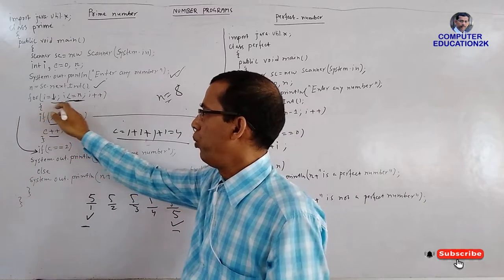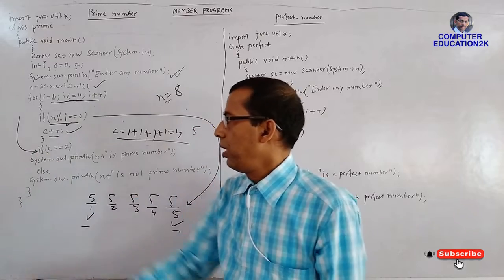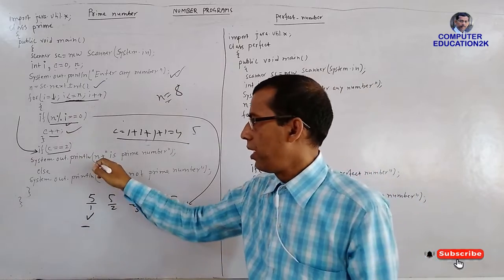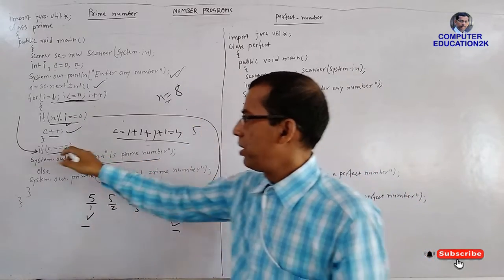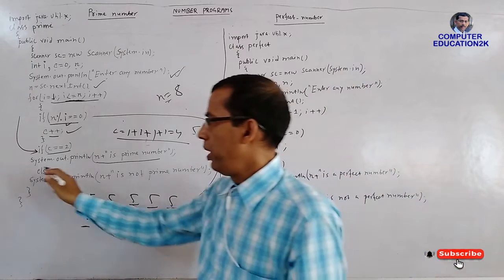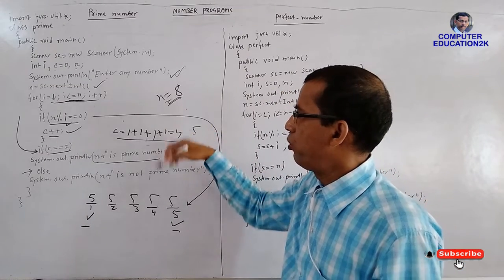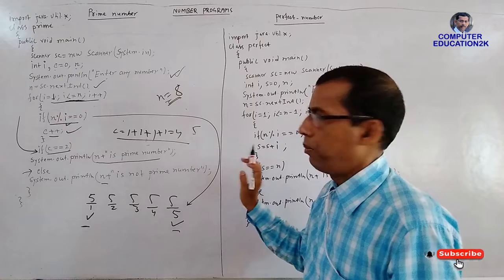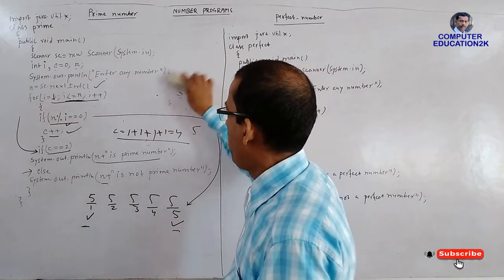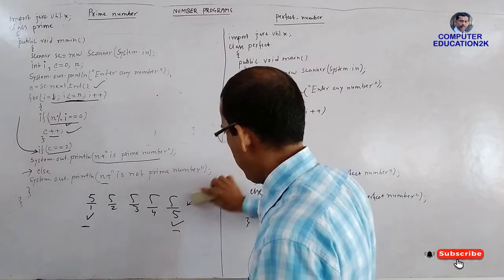When the loop stops executing, the control will come to here. It is written if C equals 2, the computer will print this line. But in case of 8, C is not 2, C is 4. Then the computer will execute the else part and say n means 8: 8 is not a prime number. So this way you can do prime number programs in Java BlueJ.